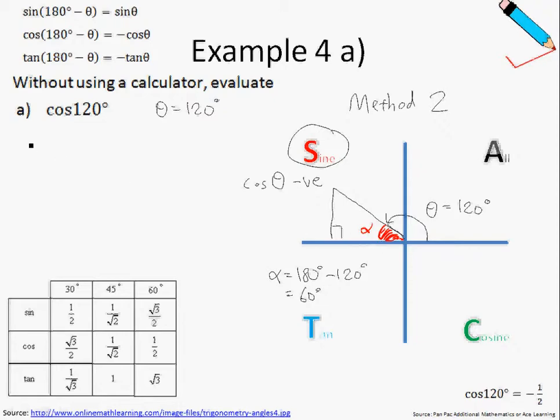So from this diagram, I can see that cosine of 120 degrees is the same as negative cosine of alpha, which is negative cosine 60 degrees. And similarly, using our diagram over here, let me just show you again how to read the table. So cosine of 60 degrees is just half. So we replace cosine 60 by half, and therefore we will also end up with the same answer, using a different method. Okay, so I'll see you in example 4b.